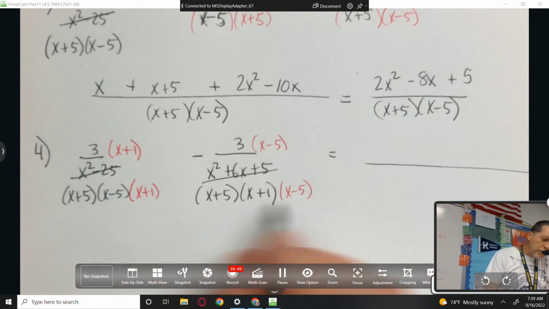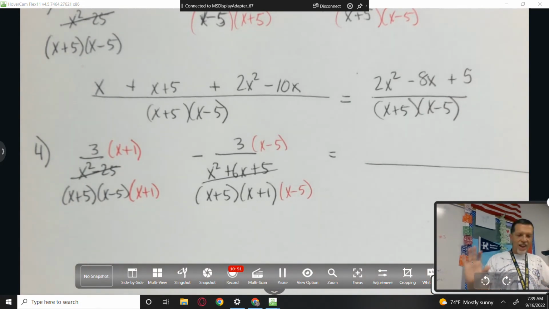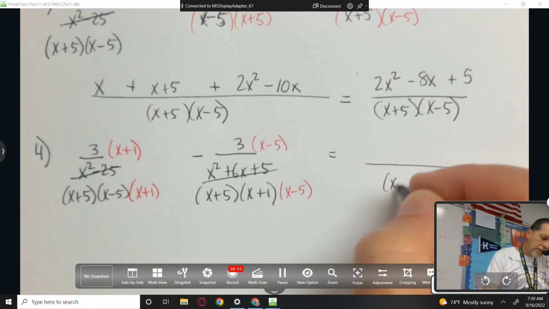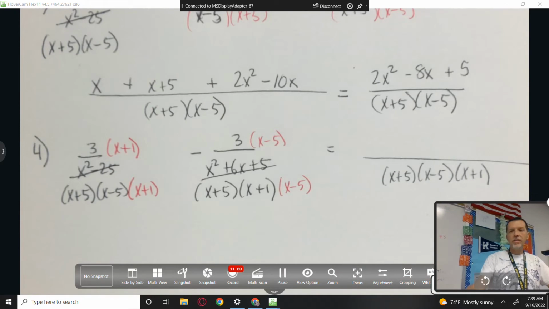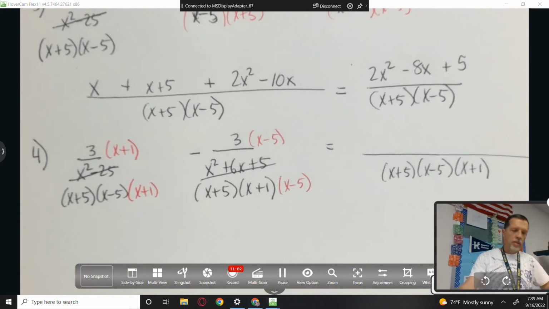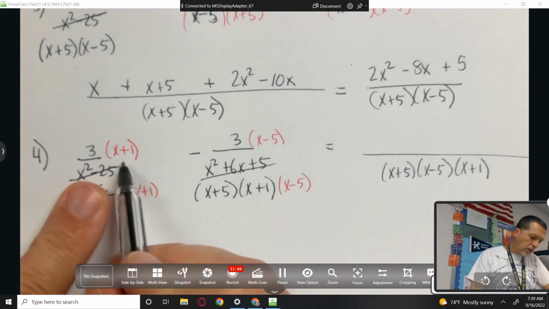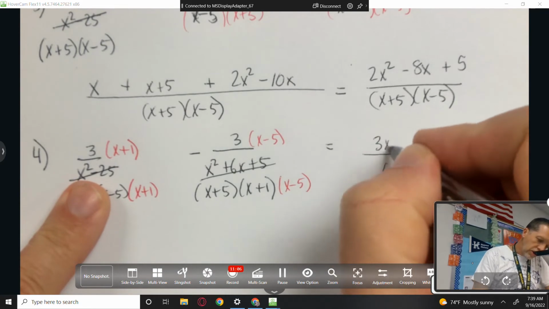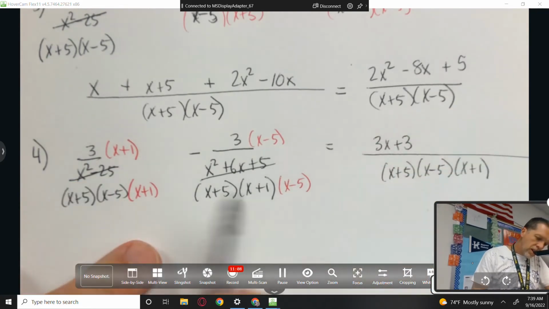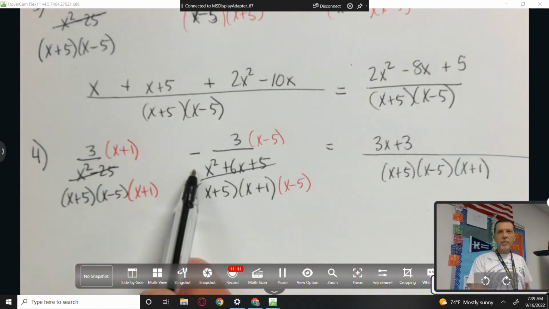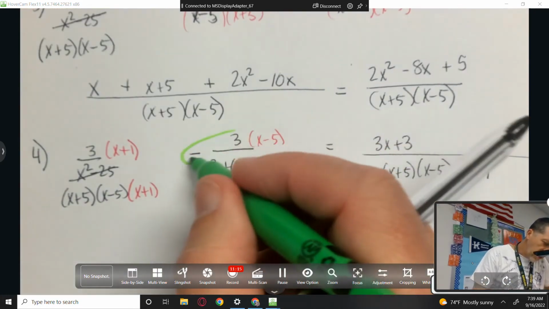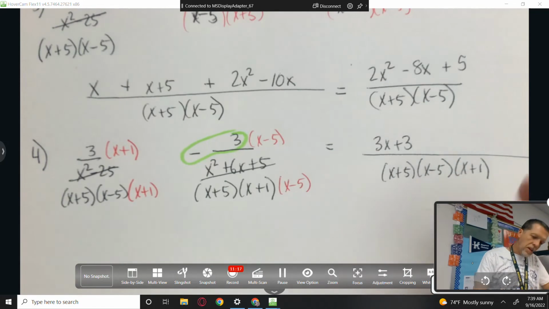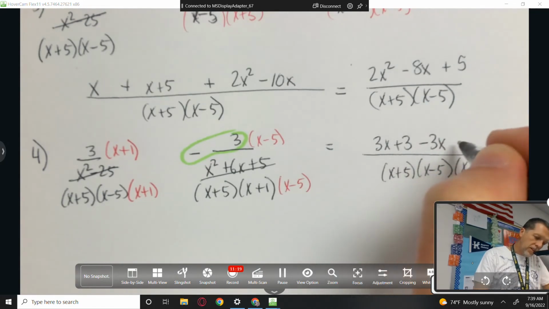All right, but now everybody in the back seat is content and happy. They've all got the same denominators. The order doesn't matter because they're being multiplied. Now let's worry about the numerators. So 3x plus 3. Oh, careful with that minus sign. That minus sign basically needs to attach to the 3. So minus 3x plus 15.